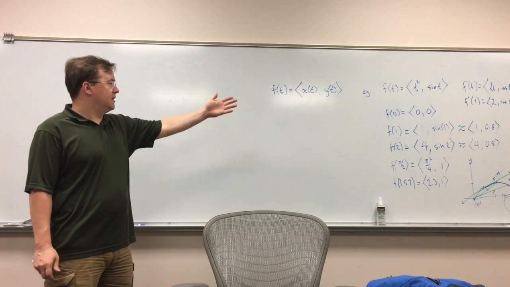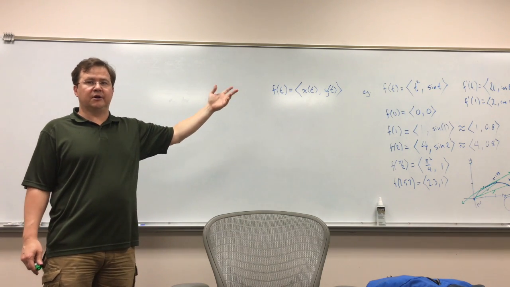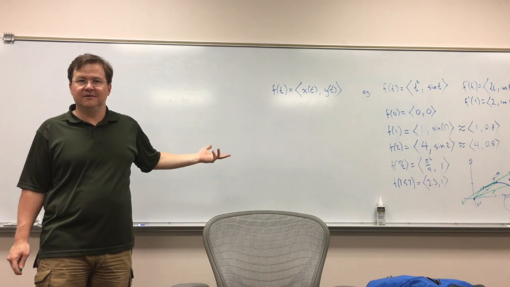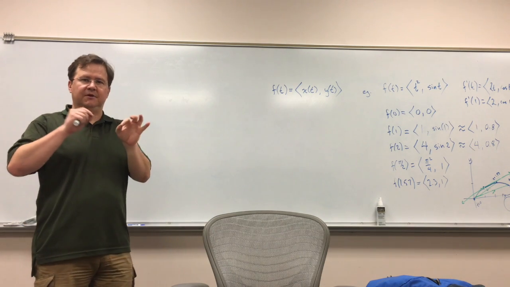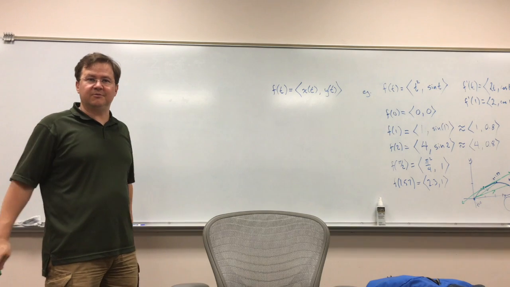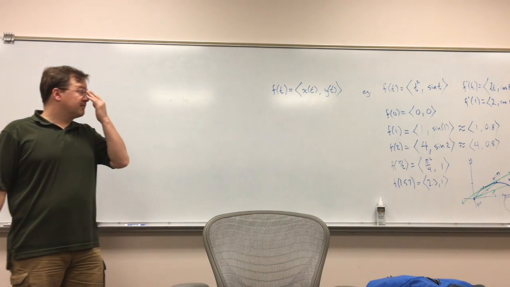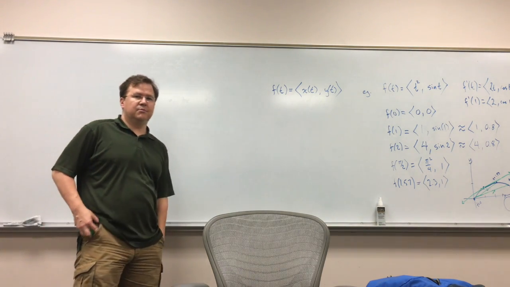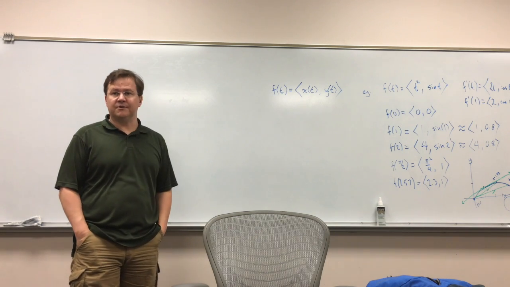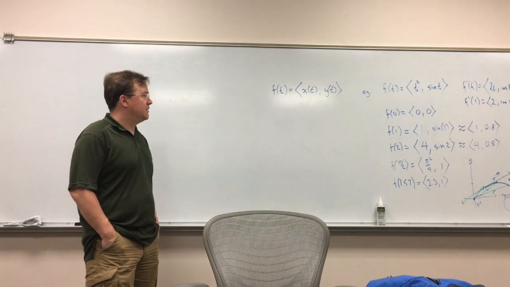And oftentimes it'll be convenient to let the parameter be an angle, especially if it's following the shape of a circle. You know what I mean? So sometimes the parameter will typically be t or theta, right?